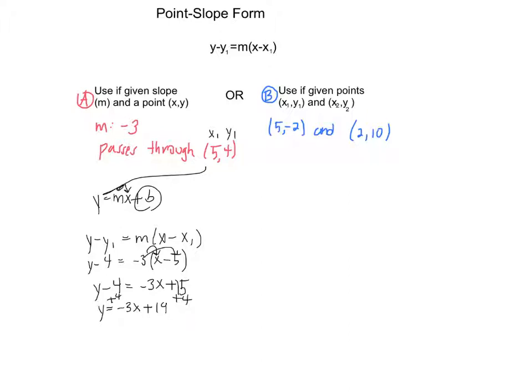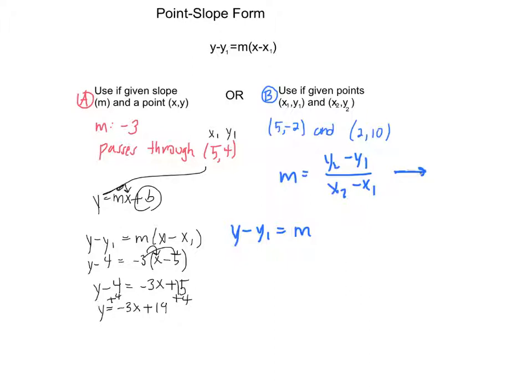Another instance in which we can use point-slope form is if we're given 2 points and we don't know the y-intercept or the slope, so obviously we can't use slope-intercept form. If we're given 2 points, first we want to find the slope. We plug into our slope formula, y sub 2 minus y sub 1 over x sub 2 minus x sub 1. So we can get our slope from that, and then plug it into our point-slope formula.